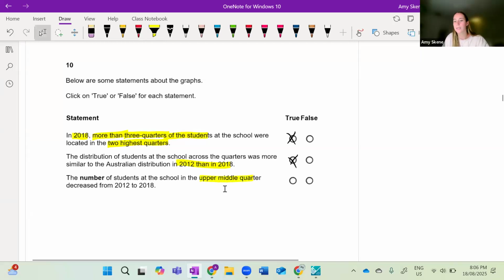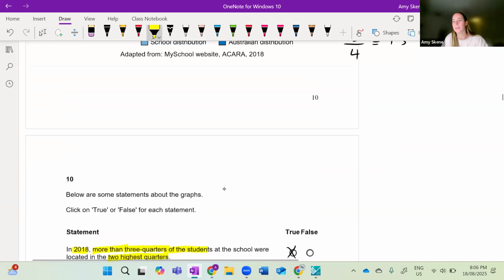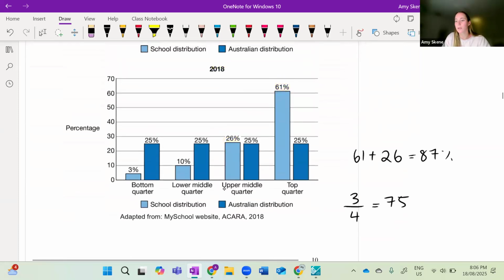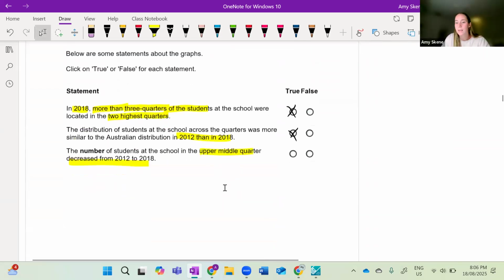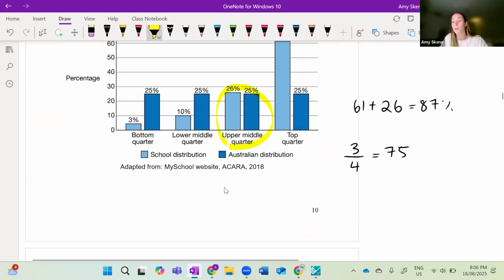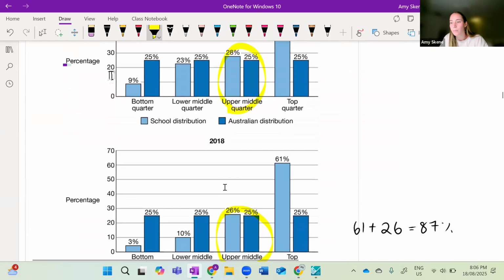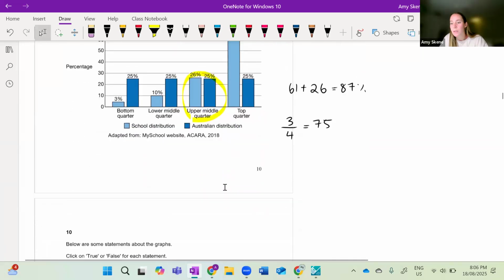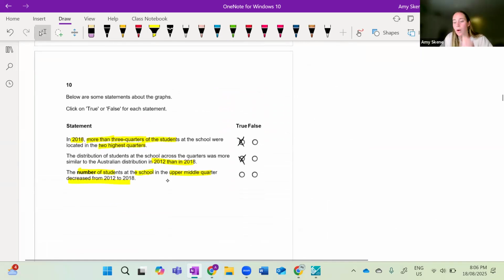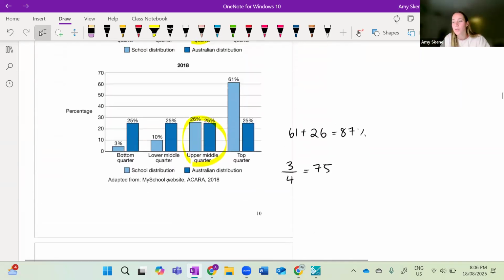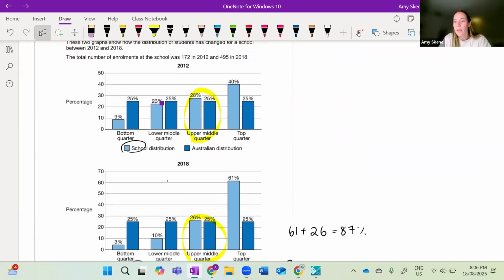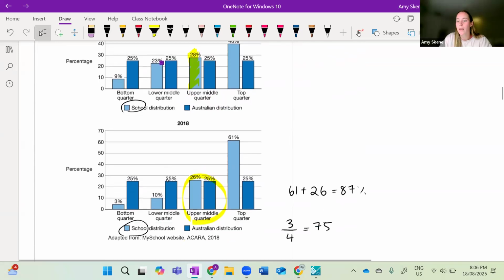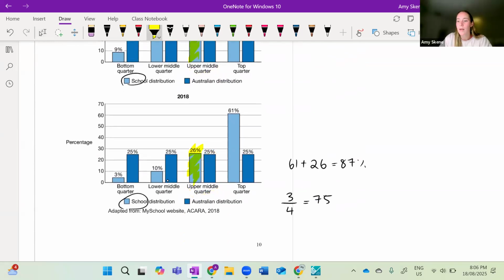The number of students at the school in the upper middle quarter decreased from 2012 to 2018. So we are simply looking at this upper middle quarter to see if it decreased. But there's a key thing there. It says the number of students, so not the percentage, the number of students. It's even bolded for you. And it says at the school, so I was looking at the Australian versus school. You need to compare the one at the school, which is the light blue distribution. So we are going to look at this one here and this one here.